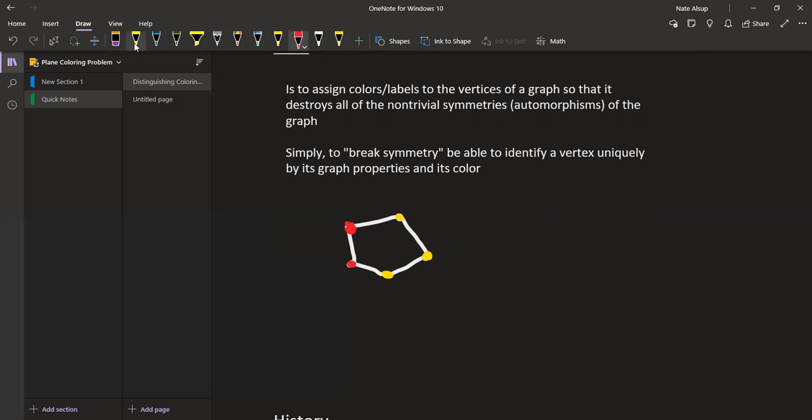The thing is, it can't be red, because if we look here, there's a symmetry that goes right there and it reflects. So the only way to make it non-trivially isomorphic is by making sure that one of these two red vertices is not red. Let's just change it to green. And now it's non-trivial isomorph.